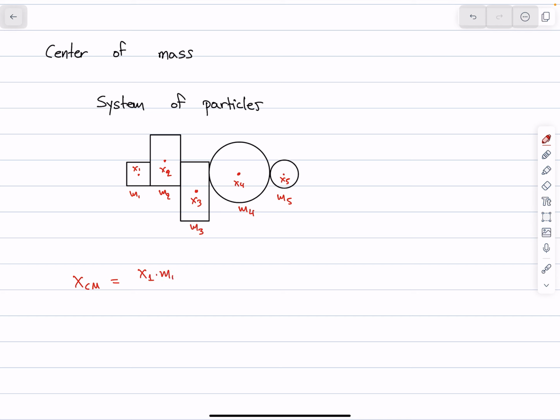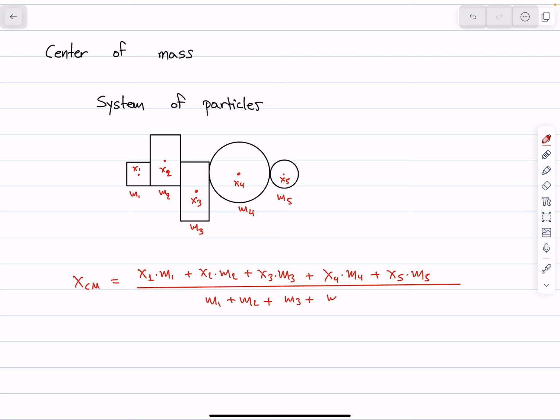x1 times mass 1 plus x2 times mass 2 plus x3 times mass 3, and we keep repeating this addition for as many particles as we have. In this case, we have five particles, divided by the total mass. In this case, it is m1 plus m2 plus m3, m4, and m5. So from this law, we can find either the x-coordinate of the center of mass, or we can repeat the calculations for the y-coordinate of the center of mass.